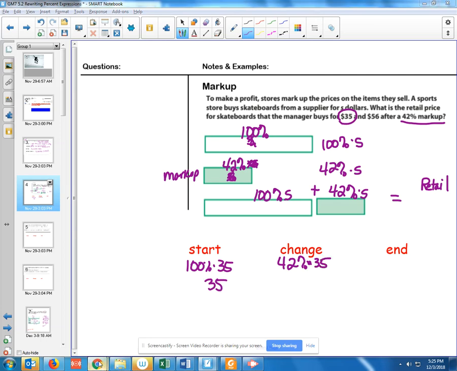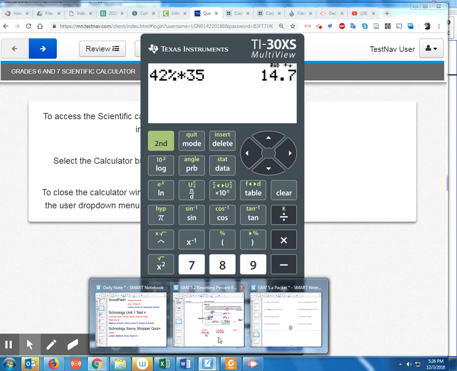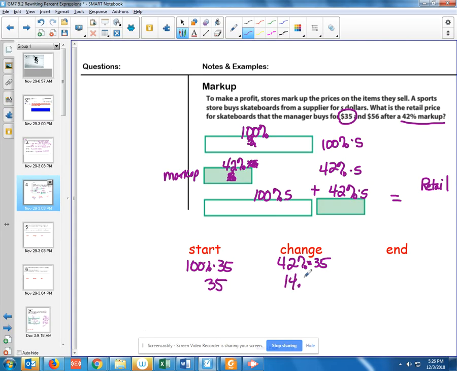All right, grab your handy dandy calculator. 42%. I'll use the percent button. I don't really like doing it, but I usually just put in the 0.42 for the decimal, times $35, equals 14.7 is what my calculator says. That translates to $14.70 in money. Since this is a markup, we're going to add those two together to get our final retail price, which is $49.70. Boom chakalaka. Okay, cool.